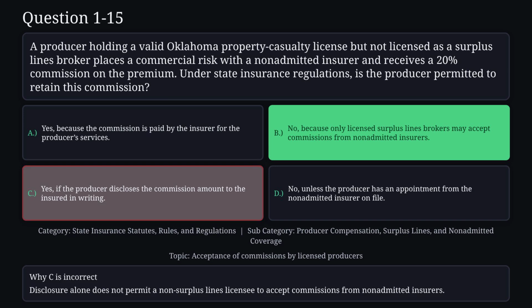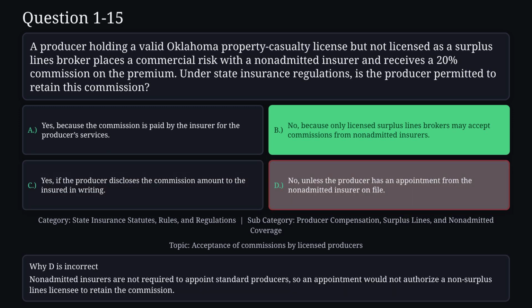Reason C is not correct. Disclosure alone does not permit a non-surplus lines licensee to accept commissions from non-admitted insurers. Reason D is not correct. Non-admitted insurers are not required to appoint standard producers, so an appointment would not authorize a non-surplus lines licensee to retain the commission. Question 16.